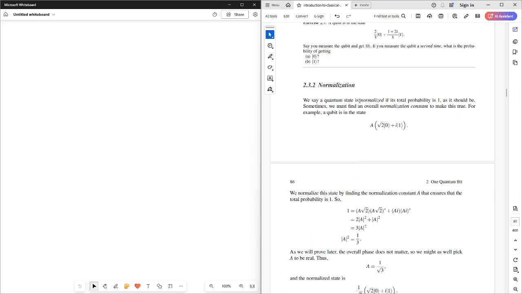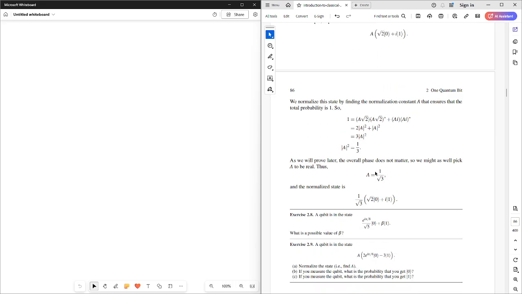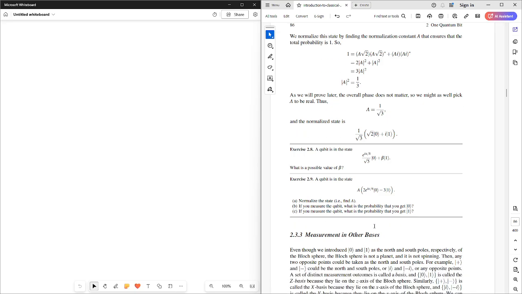Okay. So a state is normalized if its total probability is 1. Like we're talking about how the norm squares of our amplitudes have to sum to 1. If that's not the case, then we have to find a normalization constant. So let's work through one of these examples here. Let's work through 2.9 together. We've got a state that is not normalized yet, and we need to find A, which will be our normalizing constant.